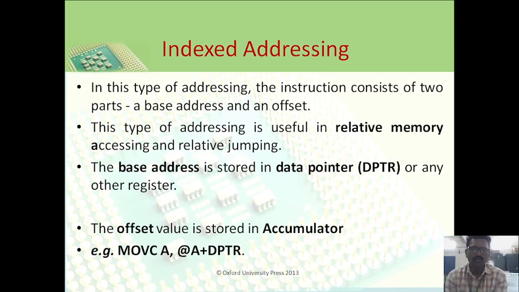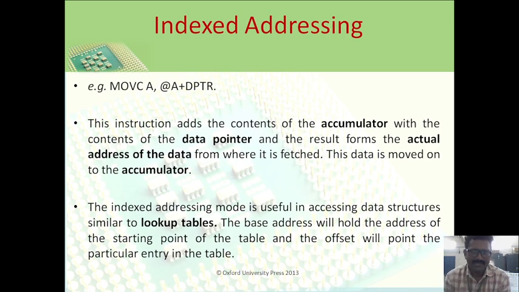For example, MOVC A, @A+DPTR. This instruction adds the contents of the accumulator with the contents of the data pointer, and the result forms the actual address of the data from which it is fetched. This data is moved into the accumulator. The indexed addressing mode is useful in accessing data structures similar to lookup tables. The base address holds the address of the starting point of the table, and the offset points to the particular entry in the table.